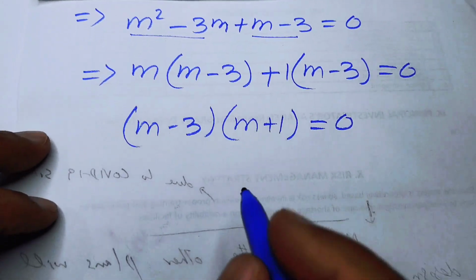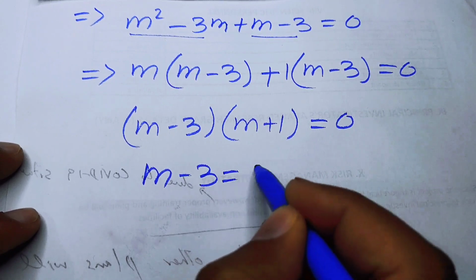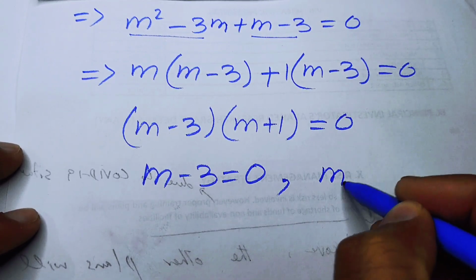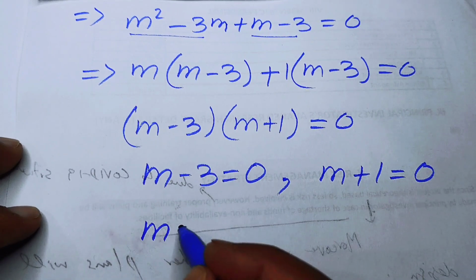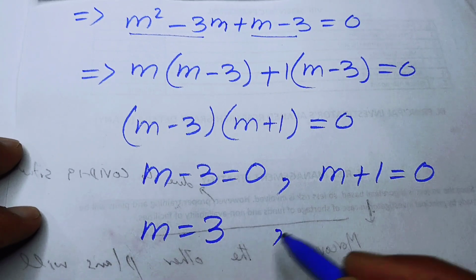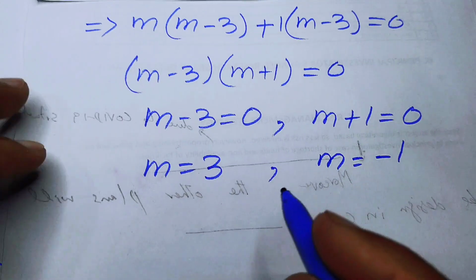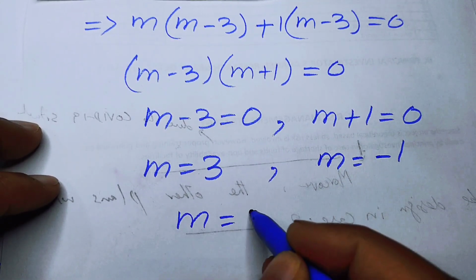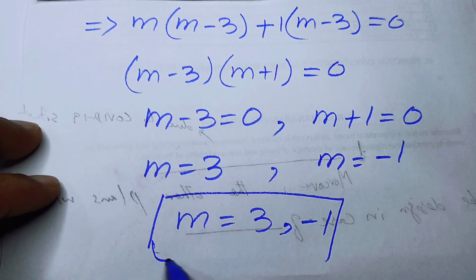After that, here we have two cases. The first case is m minus 3 is equal to 0, and the other case is m plus 1 is equal to 0. In the first case we get m is equal to 3, and in the other case we get m is equal to minus 1. So finally we have m is equal to 3 and minus 1. So this is our final answer.